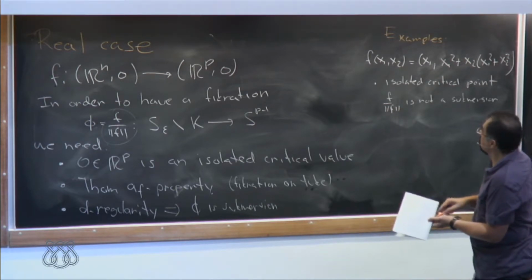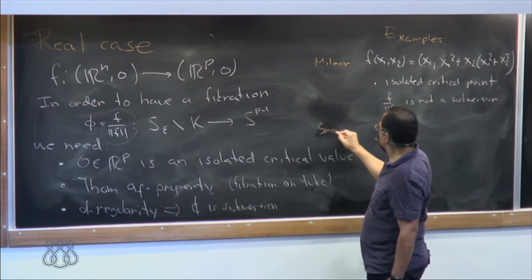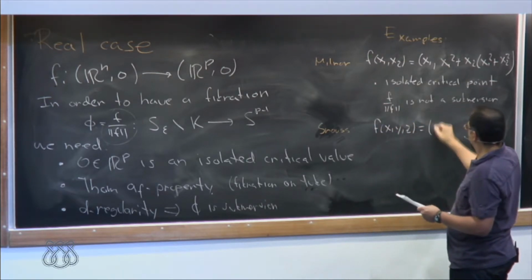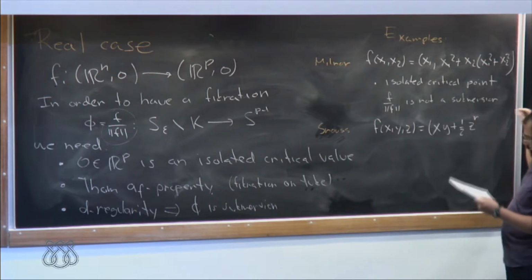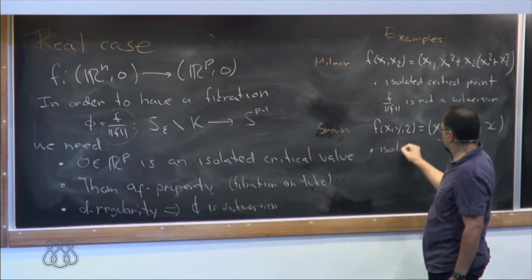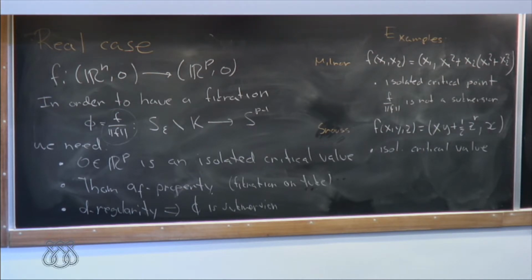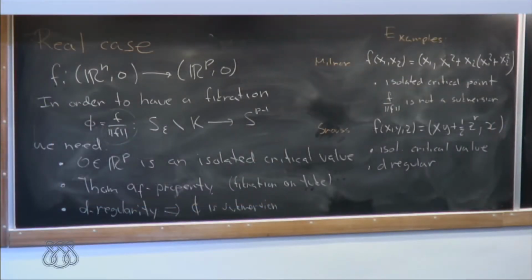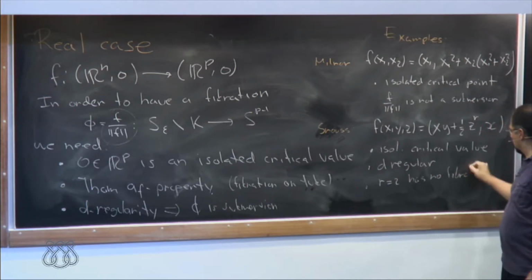Example, this is Milnor's. An example by Jawad-Snoussi, which is the following. Well, let me put here R. So this has an isolated critical value. V is just the z-axis and is regular. Okay, but the interesting thing is when R equals 2, it has no fibration on the tube.